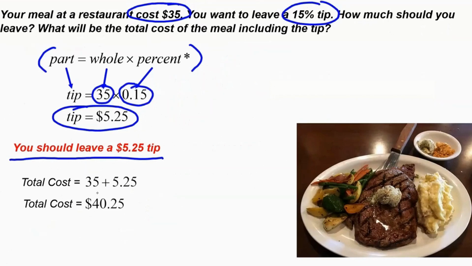So the total cost of the meal will be the cost of the meal plus the tip, and that's going to be $40.25. So you can see that's very similar to calculating a tax, but it's a tip instead of a tax, calculated the exact same way. So I'm just going to do one example of that.